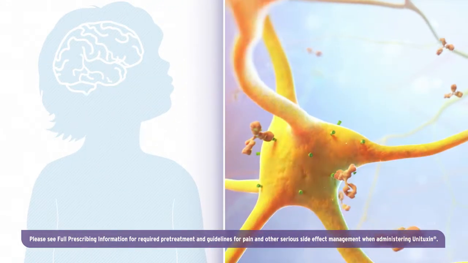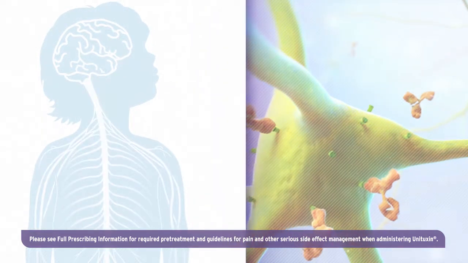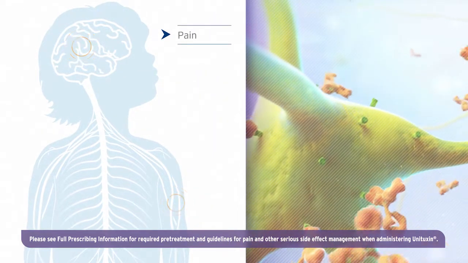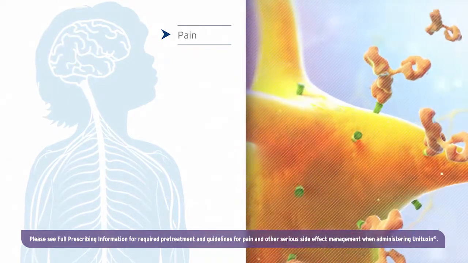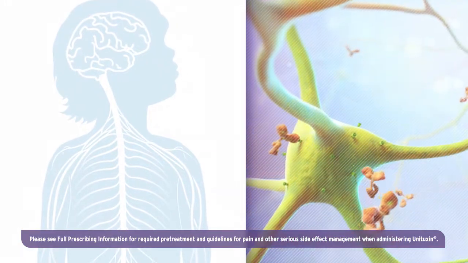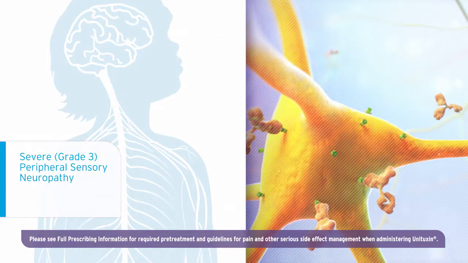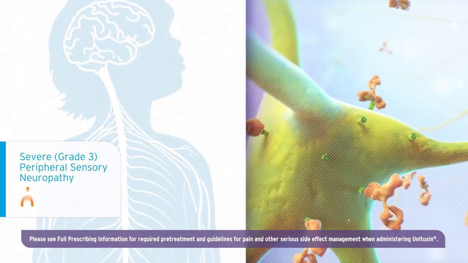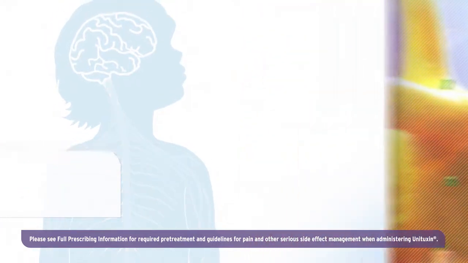Unituxin antibodies bind to GD2 on the surface of peripheral nerve fibers, which can result in mild to severe pain commonly experienced during and sometimes following the Unituxin infusion. Unituxin can also cause peripheral neuropathy. Severe neuropathic pain occurs in the majority of patients. Severe grade 3 peripheral sensory neuropathy ranged from 2% to 9% in patients with neuroblastoma.